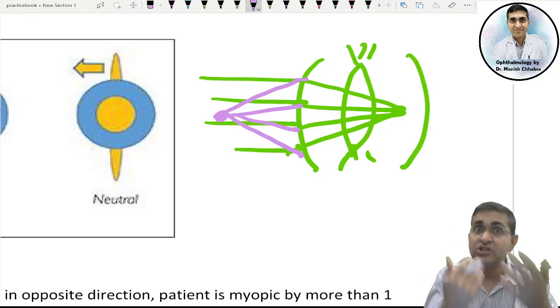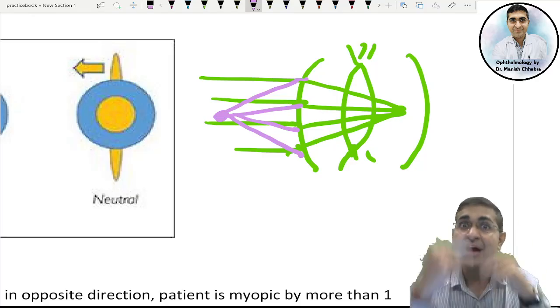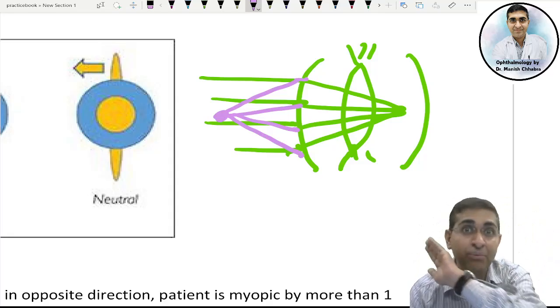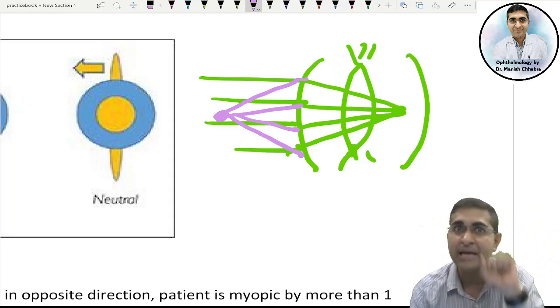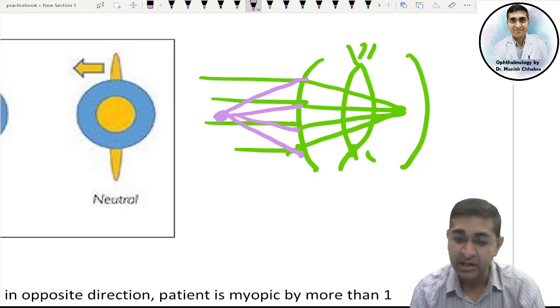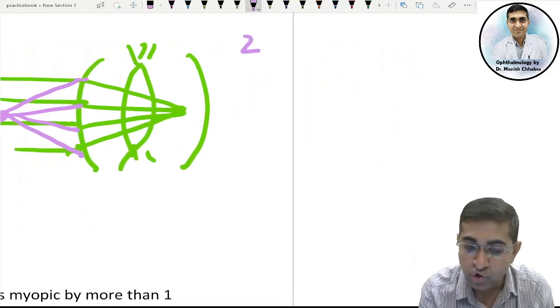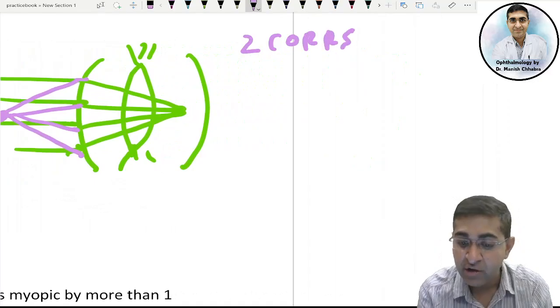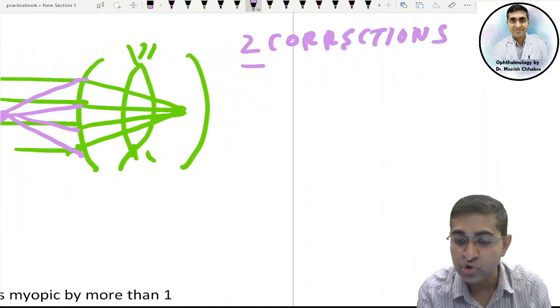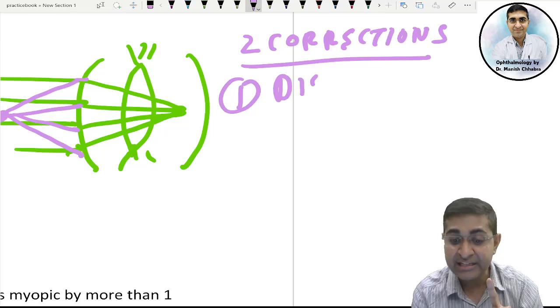Second, because the retinoscope is near to the patient, there will be accommodation, but the definition says accommodation should be absent, and the light rays should come from infinity. So for that you go for two corrections. What are those two corrections? Those two corrections, one is your distance correction.